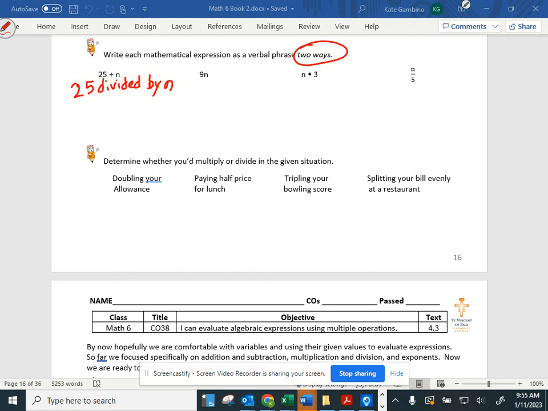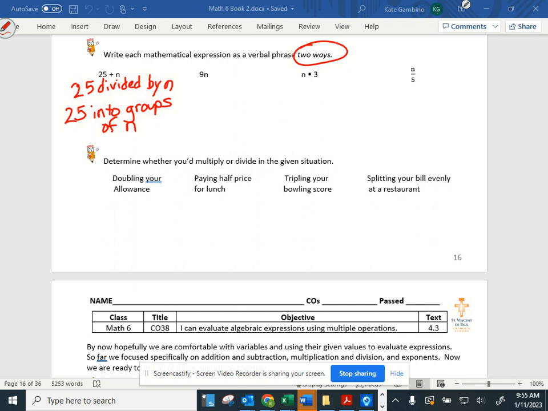Aiden. 25 divided into groups of n. 25. Instead of saying divided into groups of n, we're going to say 25 into groups of n. So just like with yesterday with the adding and subtracting, there's not only just going to be 2 ways. There are going to be multiple ways. You need to write 2 of them.